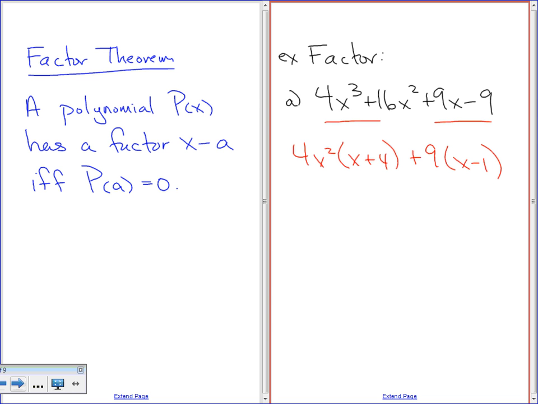The factor theorem says, if I can find a binomial x minus a that goes into it evenly, then the remainder is going to be 0. So all I have to do is come up with this a value that I can plug into here and get 0 as a remainder. That's the annoying part. Where do I get that a value from? Yes?